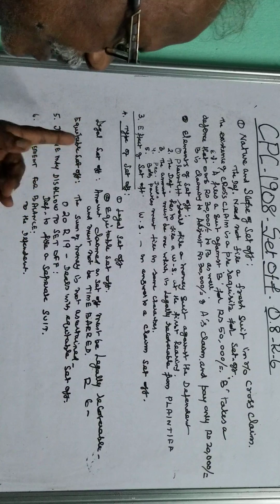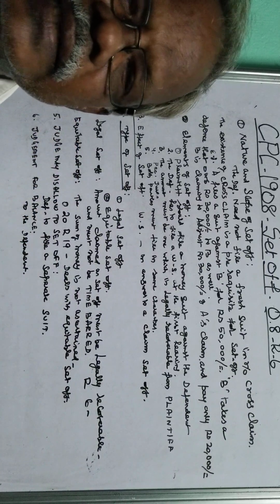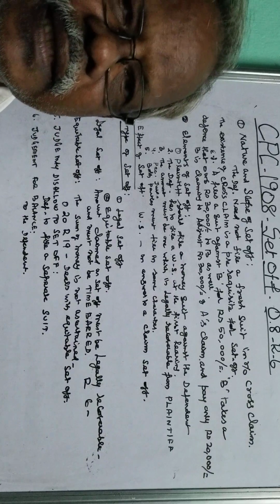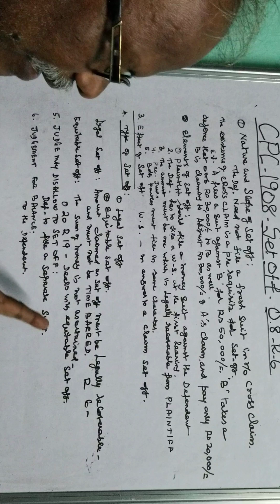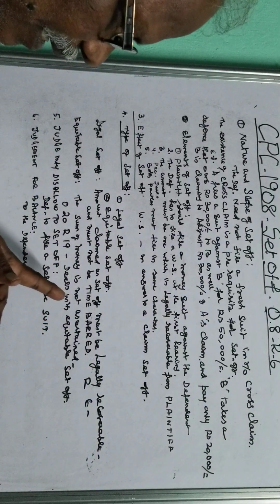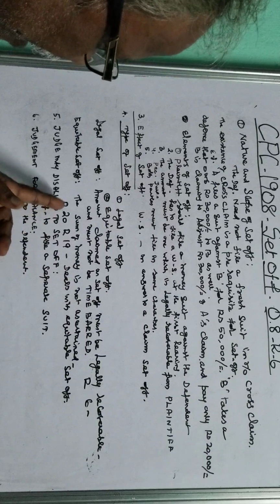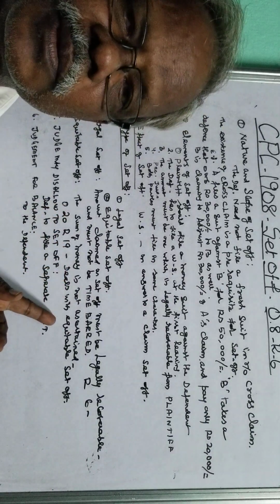And in equitable set off, the money is not ascertained exactly, and even if it is time barred, it will be taken up. Order 20 Rule 19 deals with equitable set off.